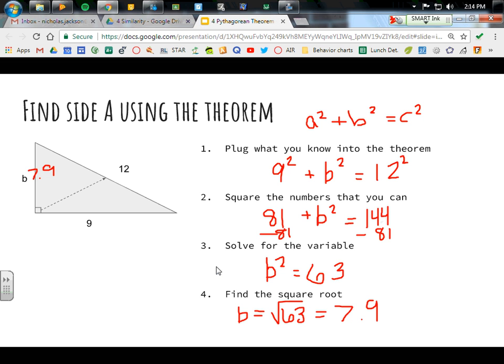One reminder that you should keep in mind is that whenever you're finding c, you're going to be able to add your a squared and your b squared, and then just find the square root of that. Whenever you're finding a or b, you're going to have to subtract, like we did in this step here, to isolate your variable. All right?